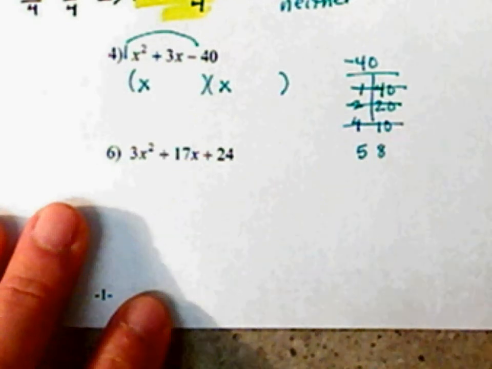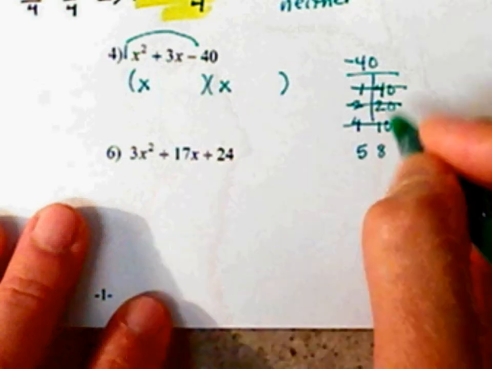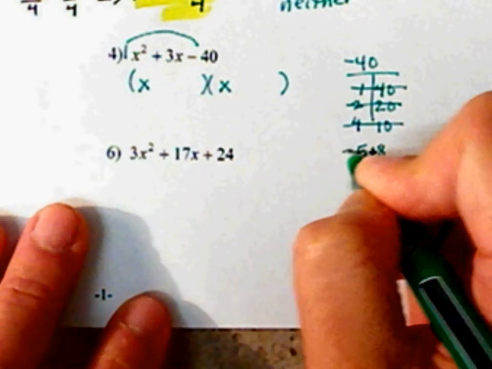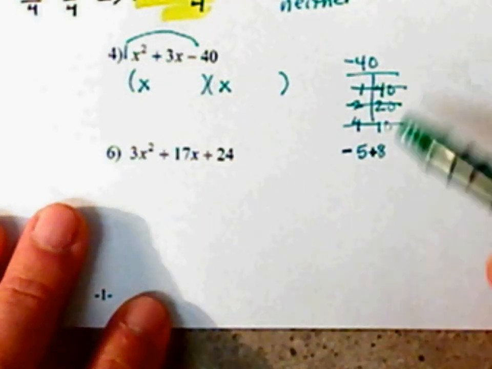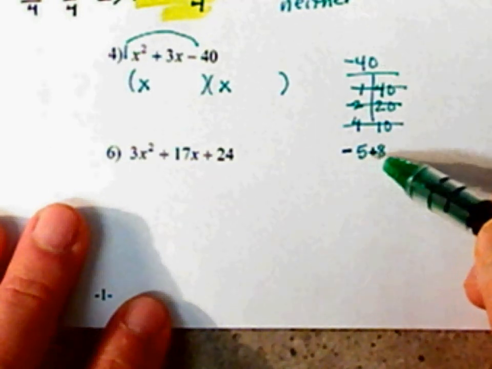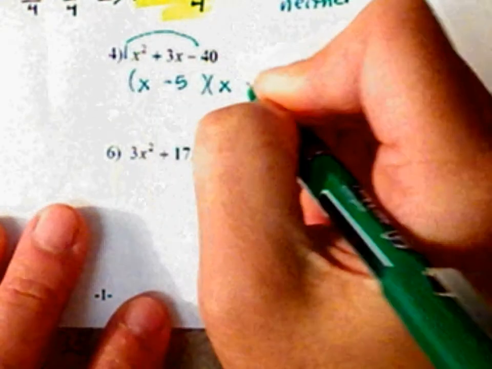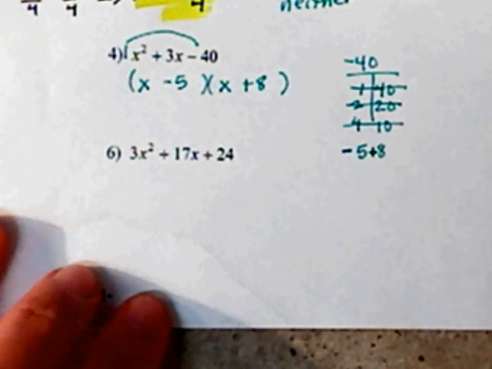See how that's a minus? See how this is a plus? 8 is going to be a plus. 5 is going to be a minus. Negative 5 times positive 8 is negative 40. Negative 5 plus 8 is positive 3. So negative 5 plus 8, and there you have your solution. Okay. Just remember to factor out your greatest common factor first.